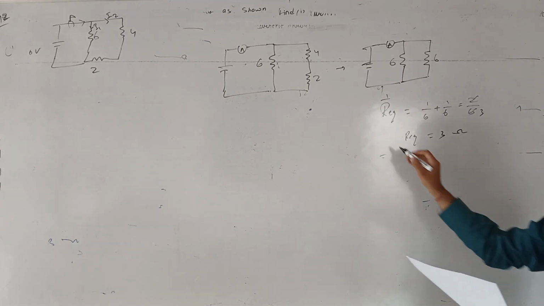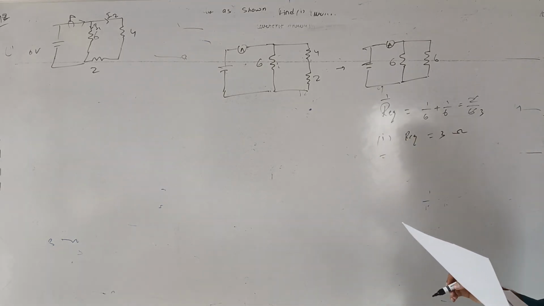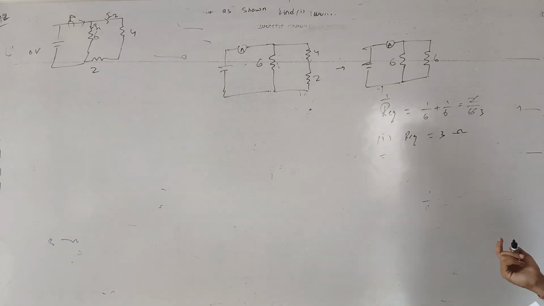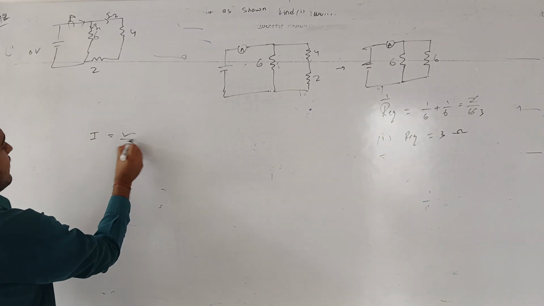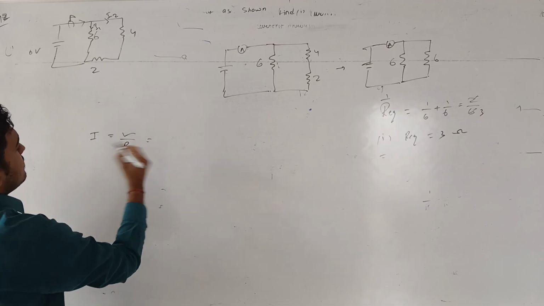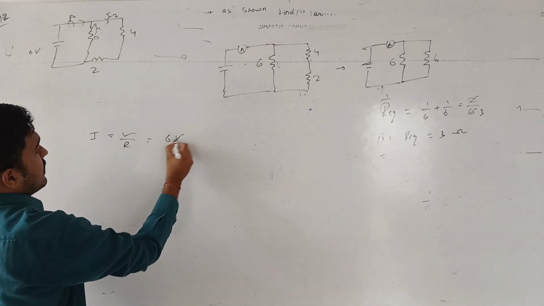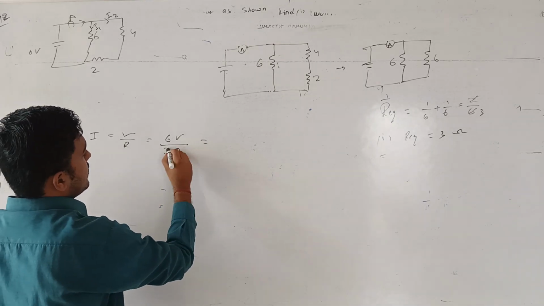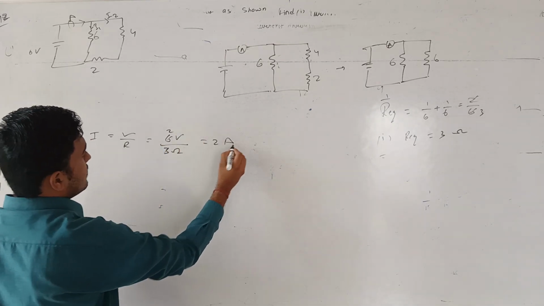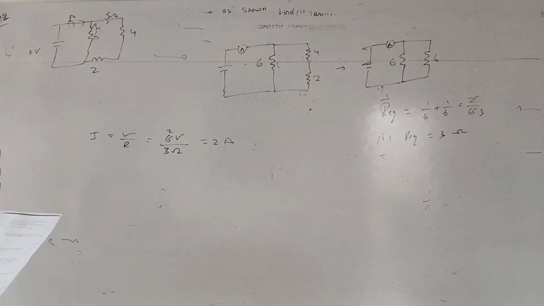This is our first part, R equivalent as 3 ohm. Now the current drawn from the circuit. So we have to find the current from the circuit. Current is equal to V by R, where V is 6 volt and R is 3 ohm. So current is 6 by 3, which is 2 ampere. 2 ampere is the current drawn from the circuit.